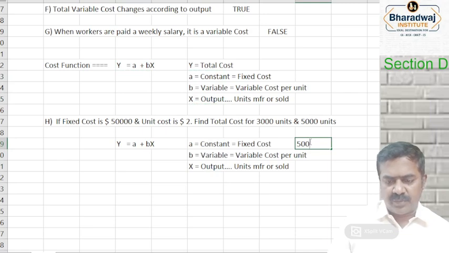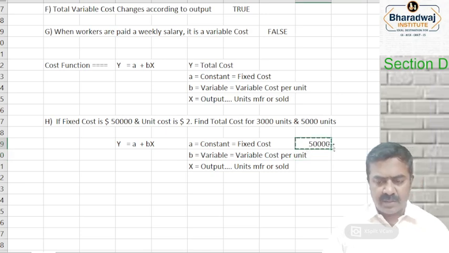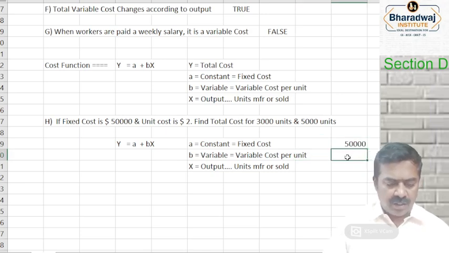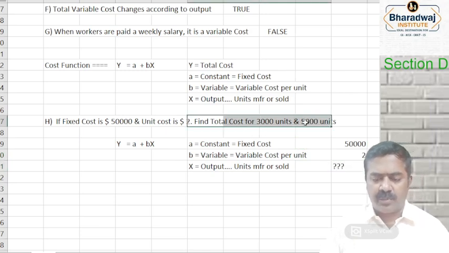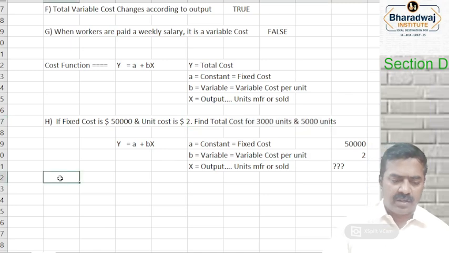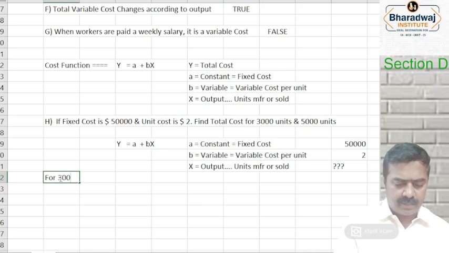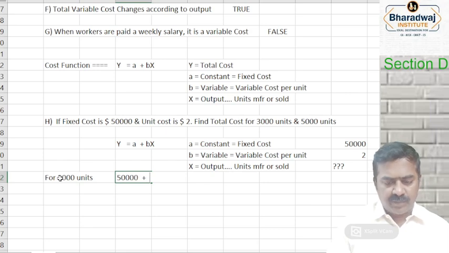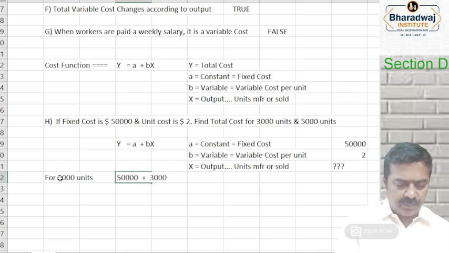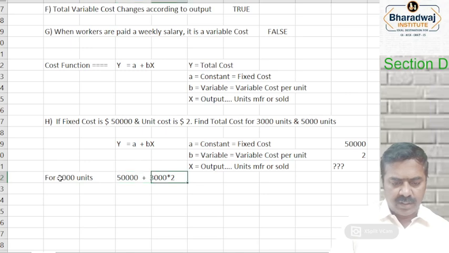Fixed cost is given as 50,000. Variable cost per unit is given as $2. There are two types of output, 3,000 units and 5,000 units. So for 3,000 units, fixed cost 50,000 plus 3,000 into 2 will give us 56,000.